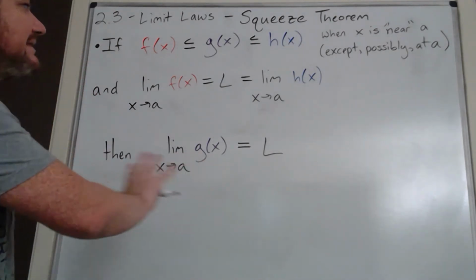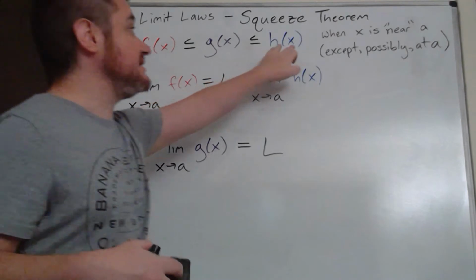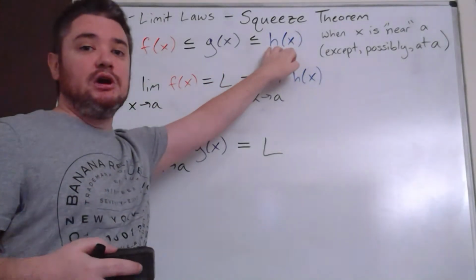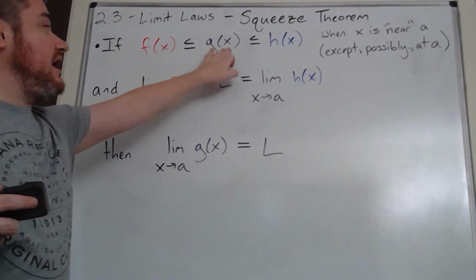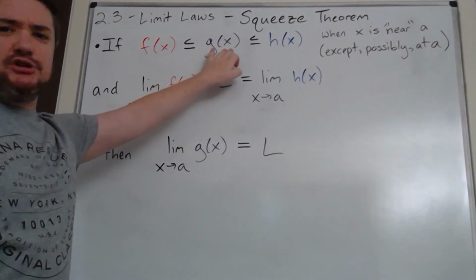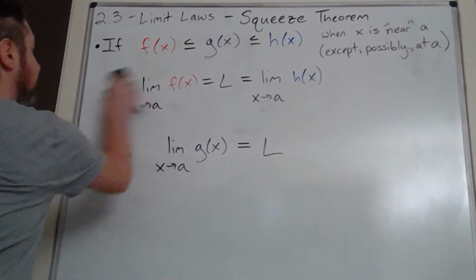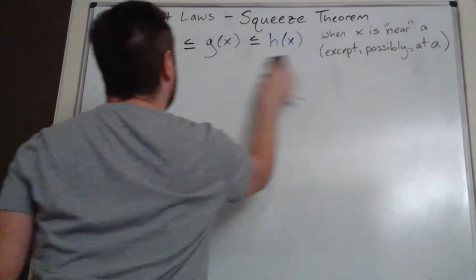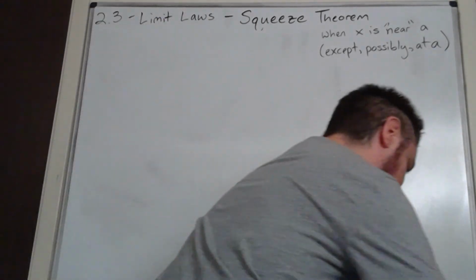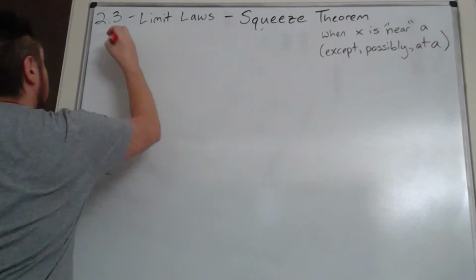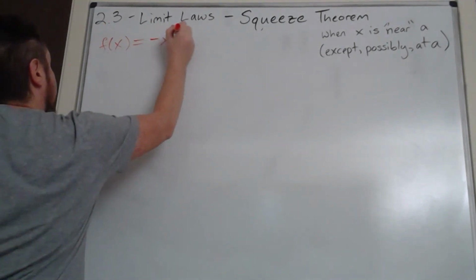So let me erase the theorem here, and I'll give a specific function f and a specific function h that we can evaluate, and then I'll use an arbitrary graph of the function g, but I won't exactly say what it is. Okay, so let's get rid of all this. For my lower function, I want to keep things simple. So I'm going to say f of x is equal to negative x squared.